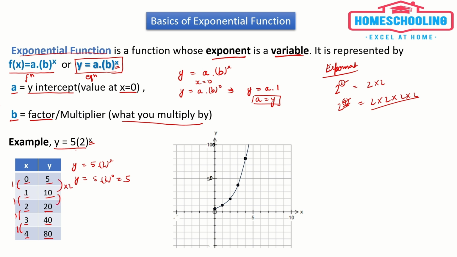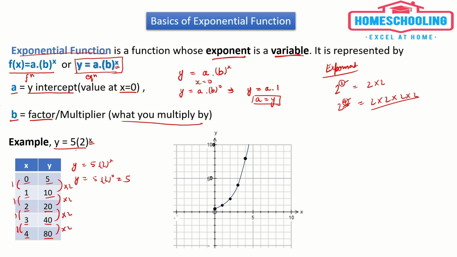As we can see, when x value is increasing from 0 to 1, y value is increasing from 5 to 10, that is twice of 5. Similarly, when x value is increasing from 1 to 2, y value is increasing from 10 to 20. So this is also 2 times. Similarly, this is also 2 times.